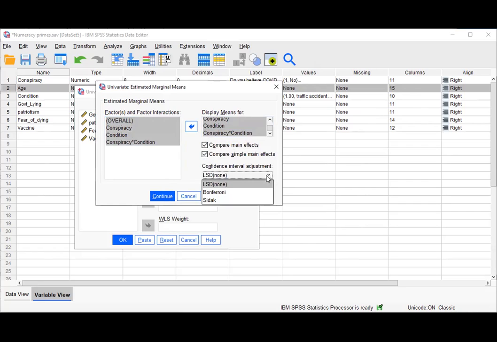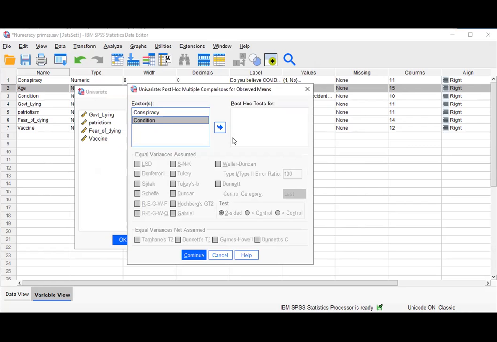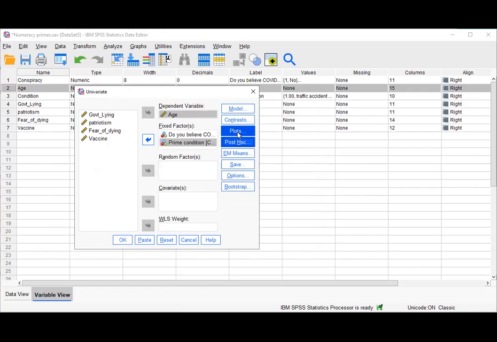And we can adjust it. Before they're going to give us confidence intervals, we can adjust it for... we're going to leave it for none right now, right? Hit continue. Okay, post hoc tests. This is appropriate for the condition, right? We can put condition over there. It's got 3 levels. And we can select Tukey. All right, continue.